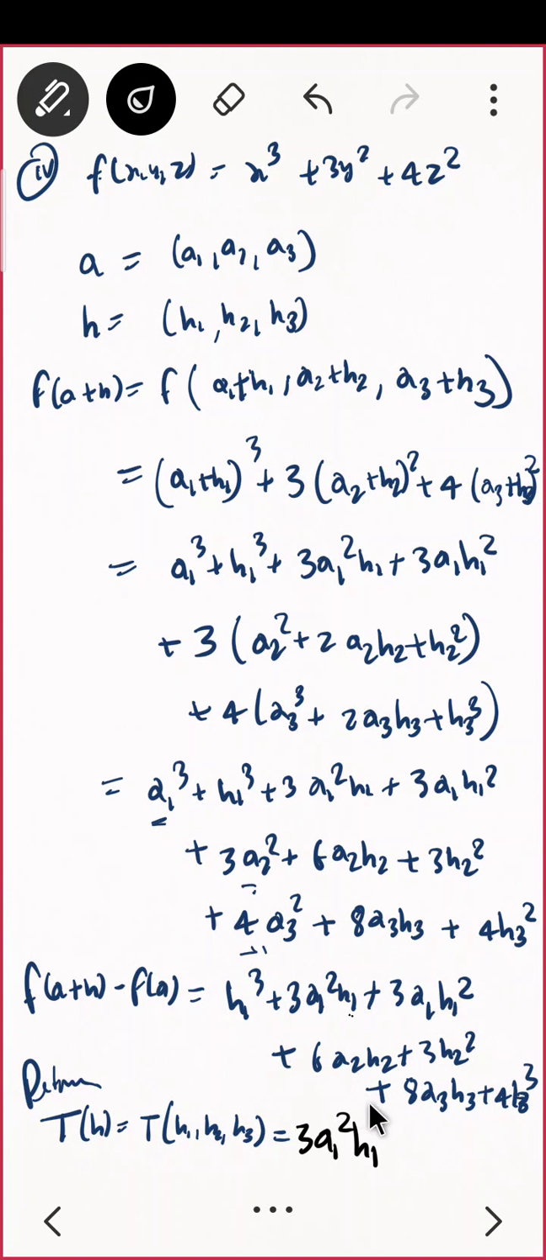What about this? This will be there, correct? 6 e2 h2, is that correct? Will this come? This is 3 h2 square, no, right? What about this? It will be there. That is 8 e3 h3. Correct? And will this come? This is h3 cube, so this will also not come. So this is my linear transformation. Do you agree with me? Do you agree with me?